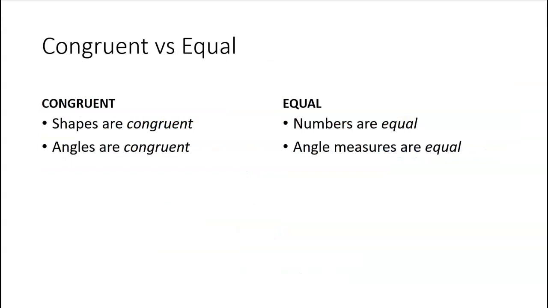So congruent and equal are often interchanged. Things that are congruent are shapes and angles. Things that are equal are numbers. So an angle measure would be equal because that's a number, but an angle itself is congruent. And don't worry too much about that, but that is important geometric vocabulary.